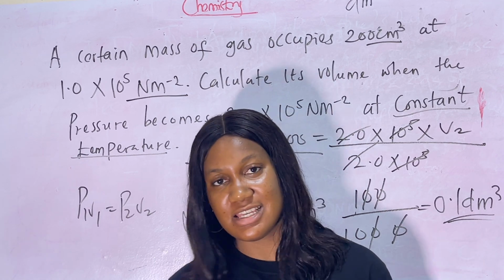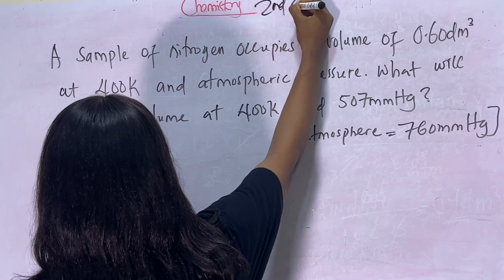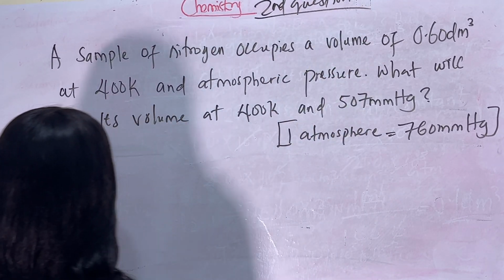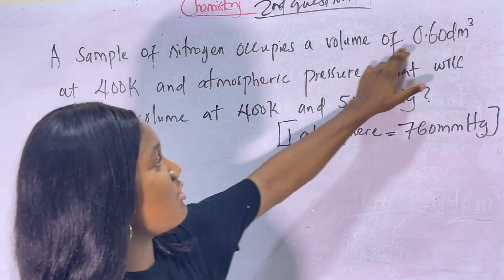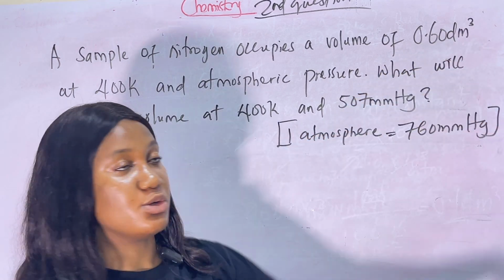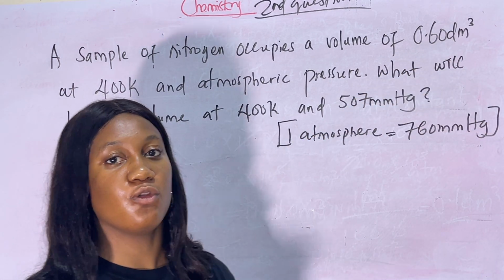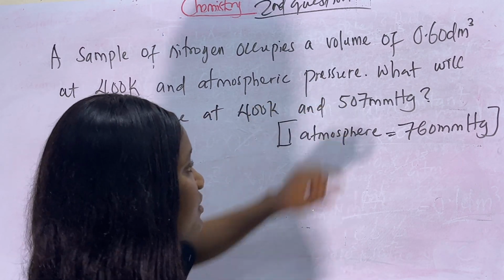Now let's look at another question in your Boyle's law, and then we'll go over to Charles' law and see questions in Charles' law. This is going to be the second question we are going to be solving under Boyle's law. This question says a sample of nitrogen occupies a volume of 0.60 dm cube. So I said when you see dm cube or cm cube or meter cube, we know that that value is for volume. Then it says at 400 Kelvin and atmospheric pressure.